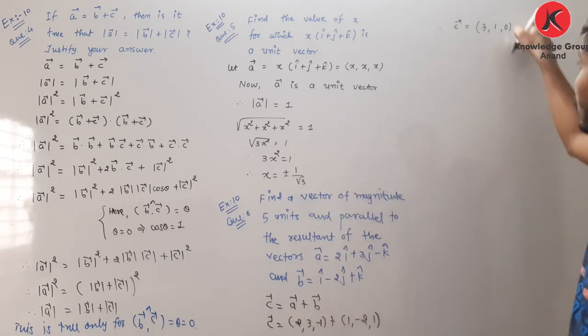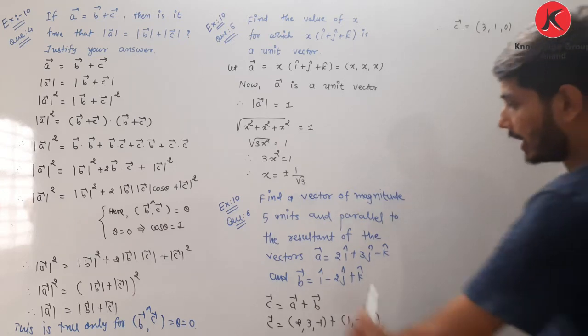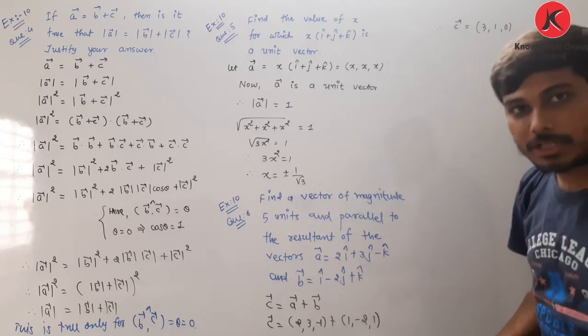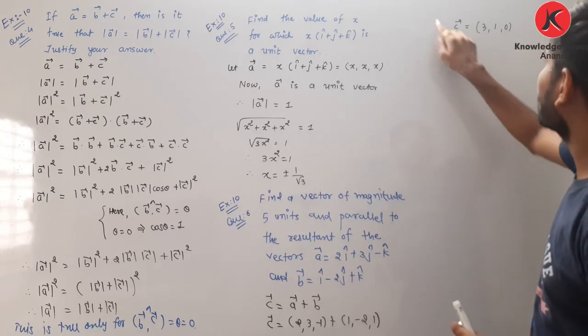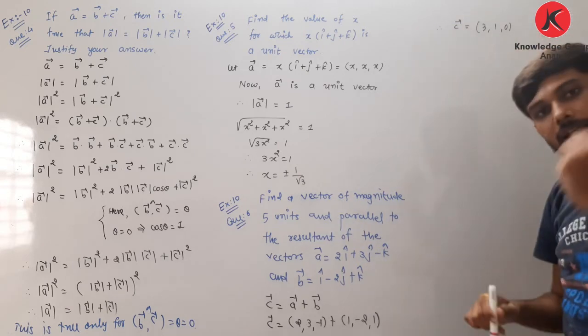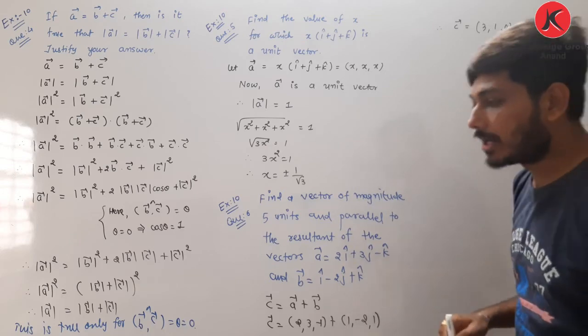Therefore parallel to this vector, we need a vector parallel to this one having magnitude 5 units. If we want a parallel vector, that means we want the vector in the direction of vector C. A vector in the direction of C is called a parallel vector. Otherwise, it is not called a parallel vector.